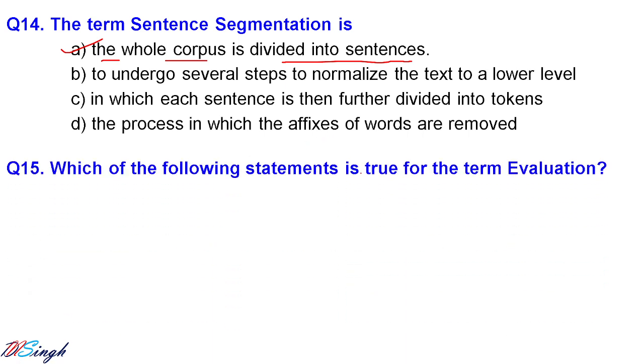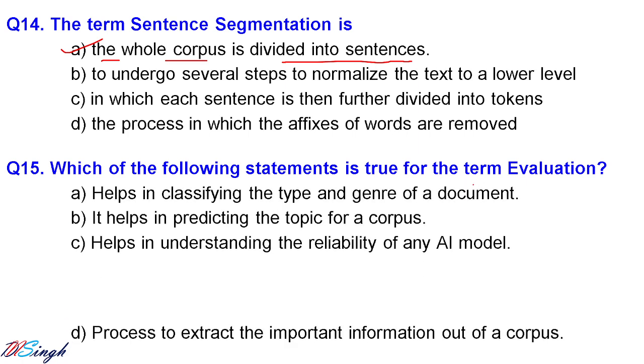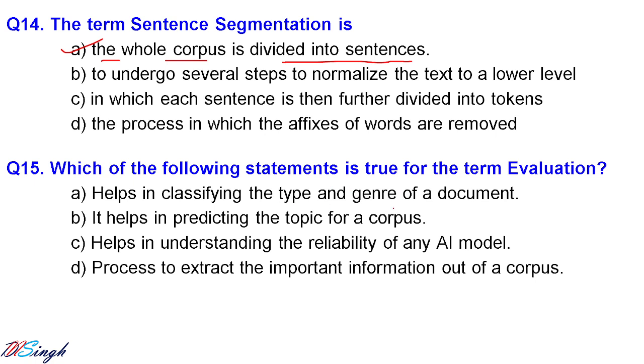Let us go for question number 15. Which of the following statements is true for the term evaluation? Let us see the 4 options. Helps in classifying the genre of a document. It helps in predicting the topic of the corpus. No, it is not correct. Helps in understanding the reliability of an AI model. That is correct. Evaluation helps us to understand the reliability of the AI model, how reliable that AI model is when you provide a new data set to it for which it is not trained.